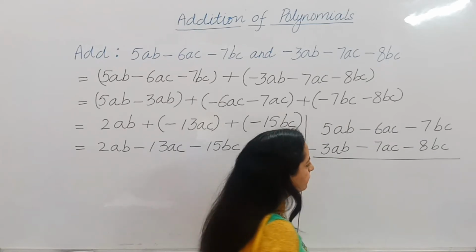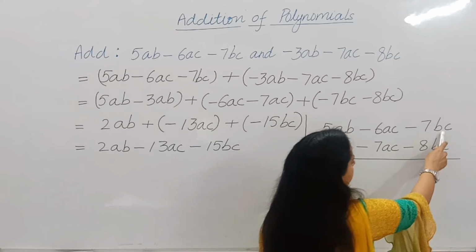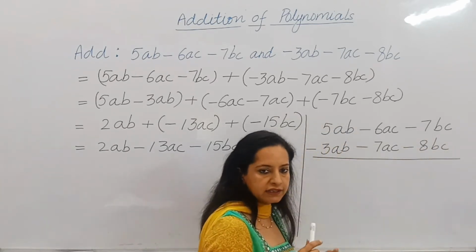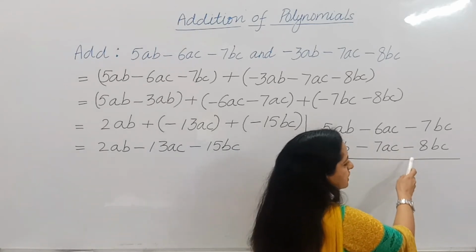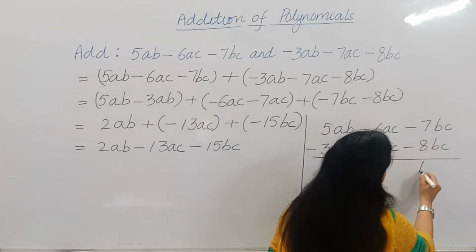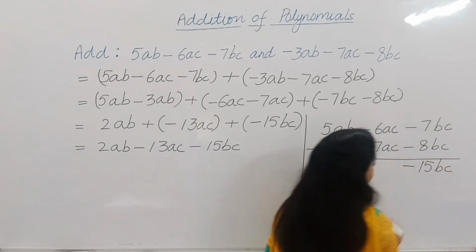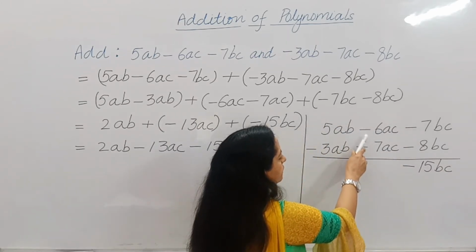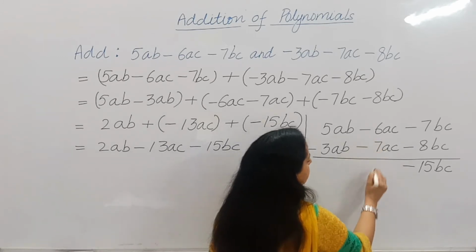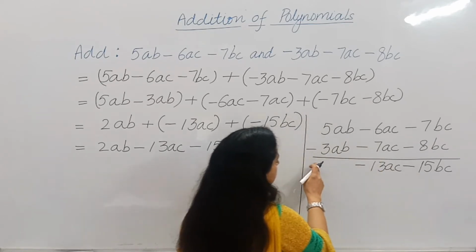Now let us add them. Starting here with this literal coefficient, the literal coefficient here is bc and the numerical coefficients are minus 7 and minus 8. Since both terms are negative, we add. Same sign we add. 7 and 8 is 15 and since both are negative, the sign will be negative. In this case, again both the terms are negative. Same sign we add. 6 and 7 is 13, and writing the common negative sign.